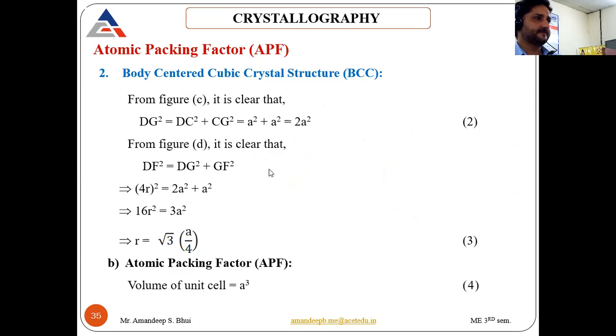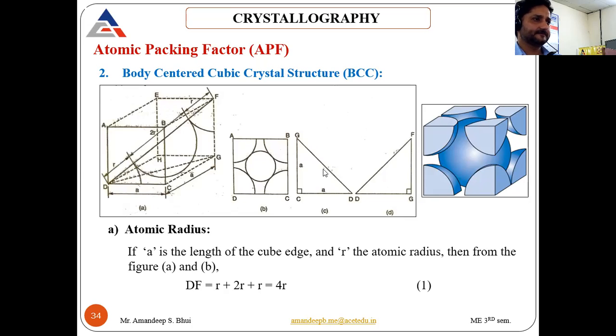Now from figure C, we can say that the C diagram is this triangle, DCG, the triangle at the base. It is a right angle triangle. Another triangle is this one formed by the diagonal DF, that is DFG. So we have taken two triangles: one at the base, that is DCG, and another triangle formed by this diagonal DF, that is DFG.